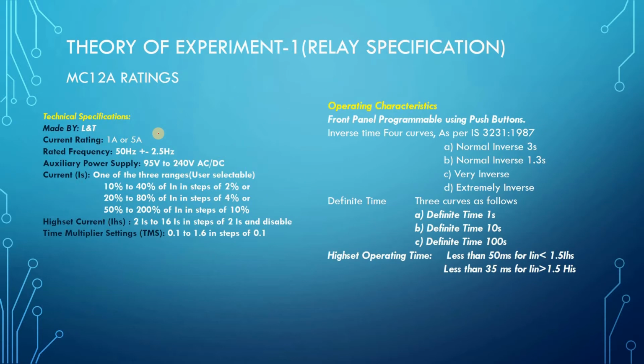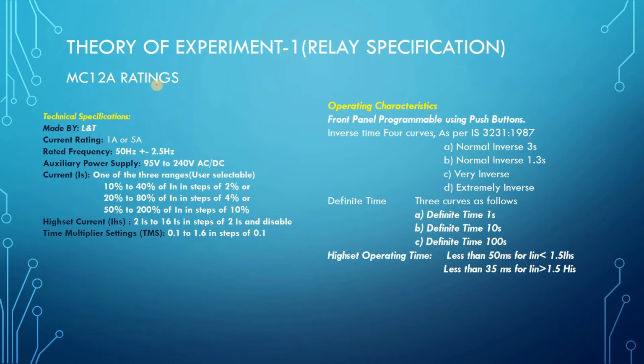So what are the ratings of the relay? These are the ratings of the MC12A which we are going to test. Whatever we are going to test, we should know what the equipment is and what its ratings are, and we should see the specification or data sheet of the equipment. So this is the required information collected from the data sheet of this MC12A. The MC12A manual and data sheet, and the CDG11M data sheet, will be provided separately with this video for your more information.